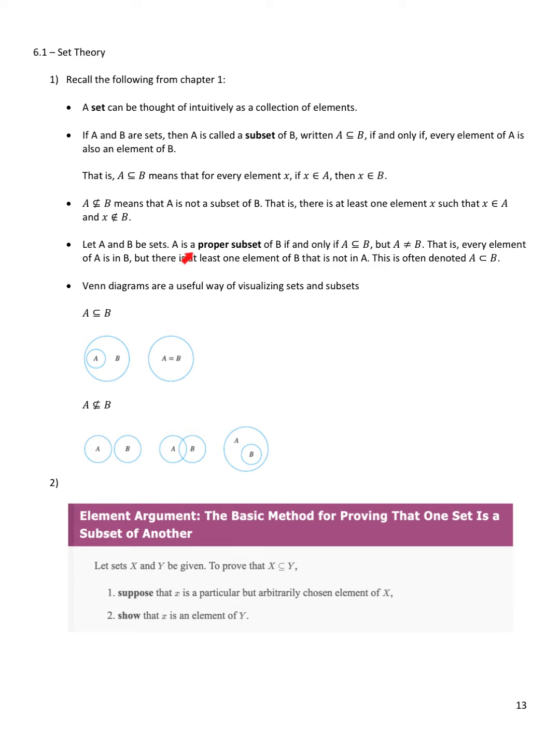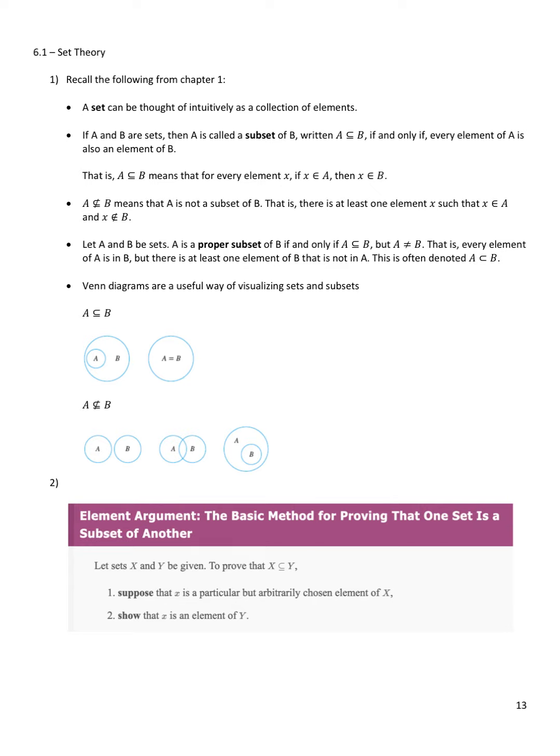If A and B are sets, A is a proper subset of B if and only if A is contained in B, but A does not equal B. That is, every element of A is in B, but there is at least one element of B that is not in A. And we often denote this with the contained in symbol without the equal sign beneath it. So we say A is strictly contained in B.